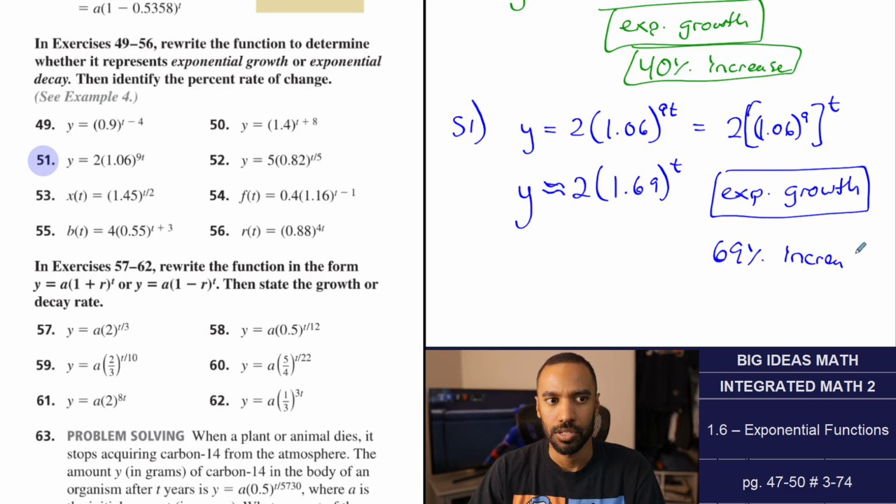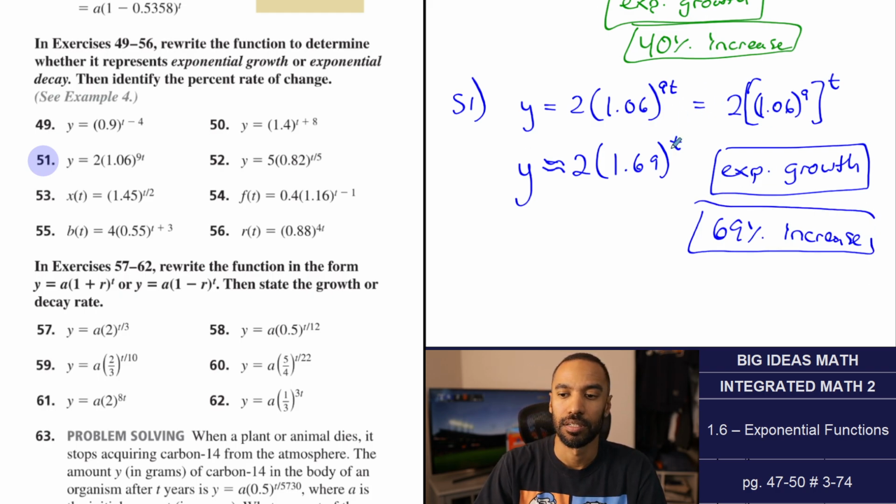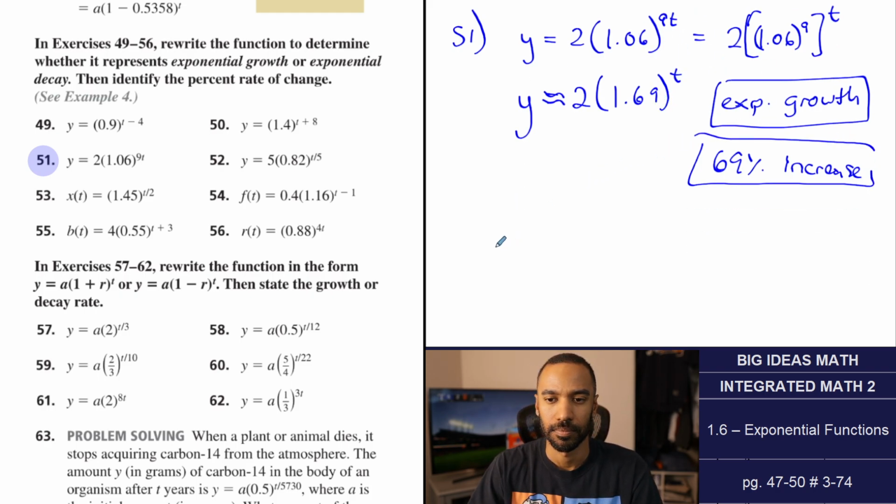Or 68.947, whatever it is, but a 69% increase. Not 6%. Okay, 52.